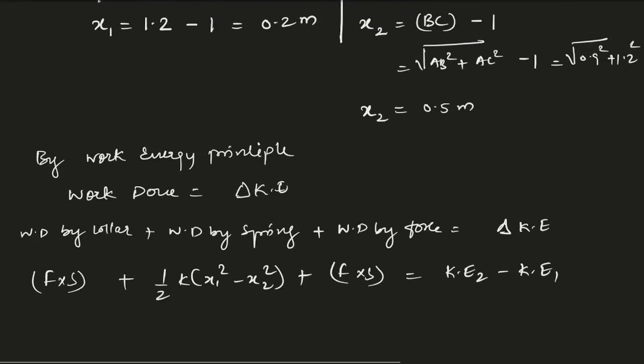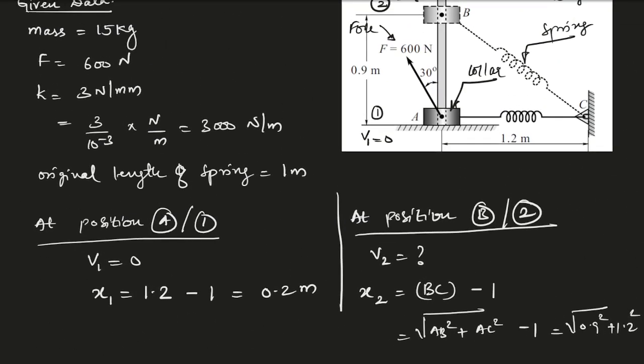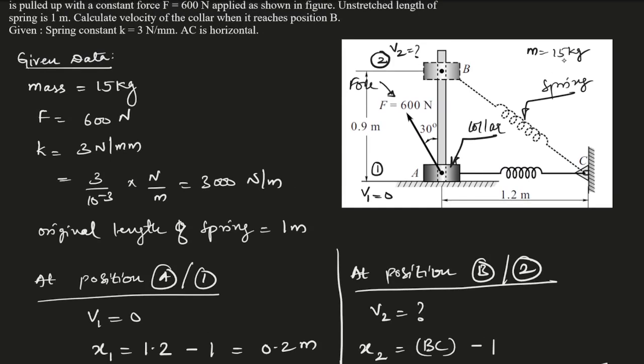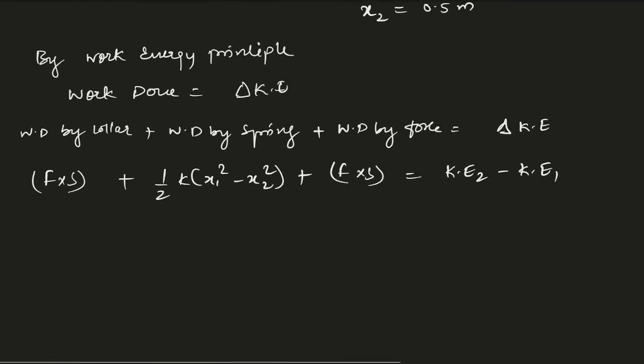Okay, so now the work done by the collar, so force into distance. The collar has a mass of 15 kg and the distance it will cover is 0.9, because from the initial position it is going to the B position. So the distance between the initial and the final position is 0.9. The weight of the collar is 15 in kg, so we have to convert it using 9.81. The distance covered is 0.9. It is acting downward, the weight will always act downward, so minus.